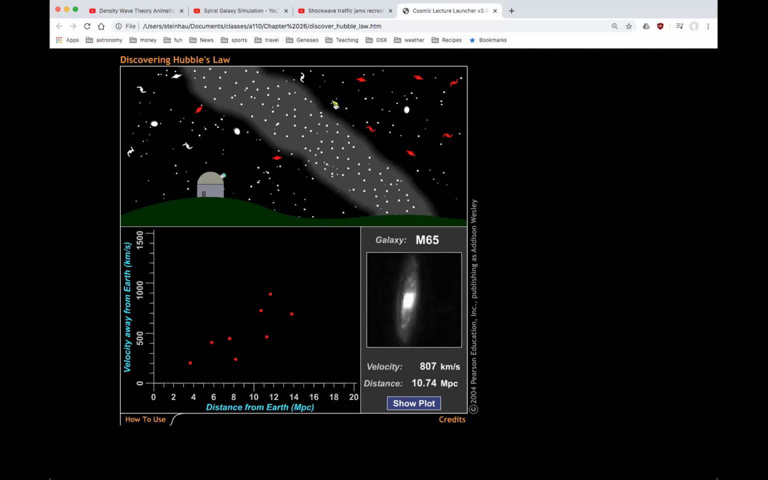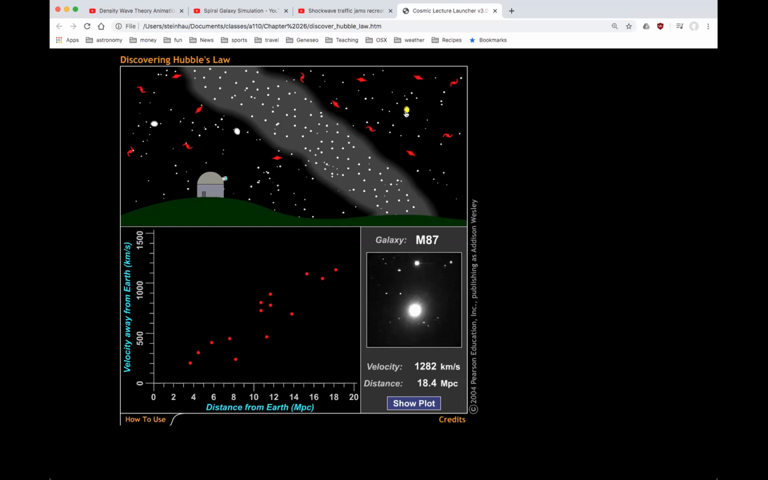You'll notice that for all these spiral galaxies, a general pattern develops where the further away the galaxy is, the faster it's moving away from us as we add these data points. That's very weird. Nothing like this was expected. Well, it works for the spiral galaxies. How about for the elliptical galaxies? Let's click on those guys.